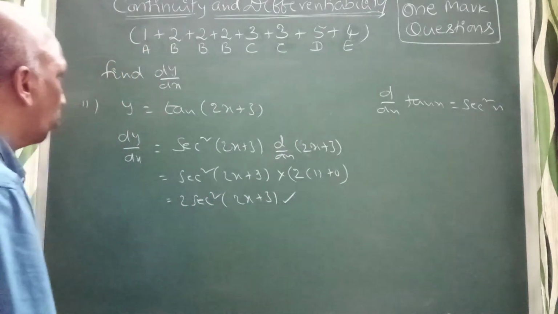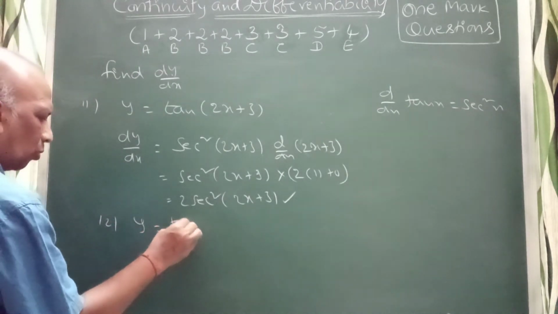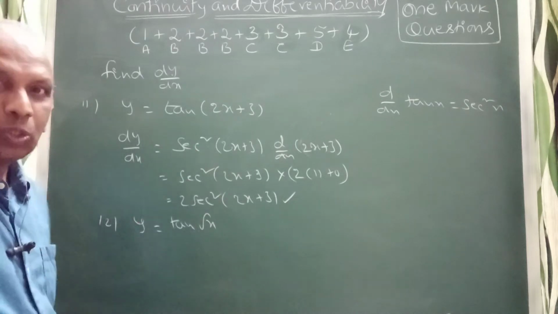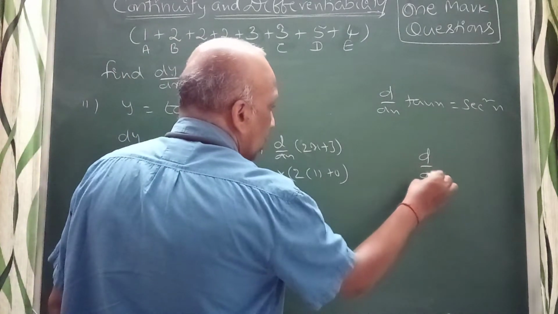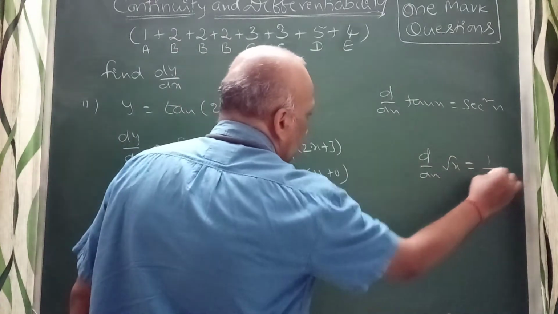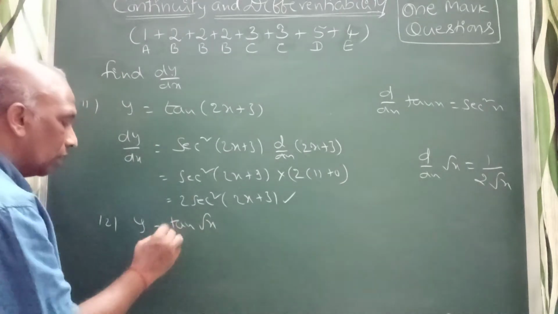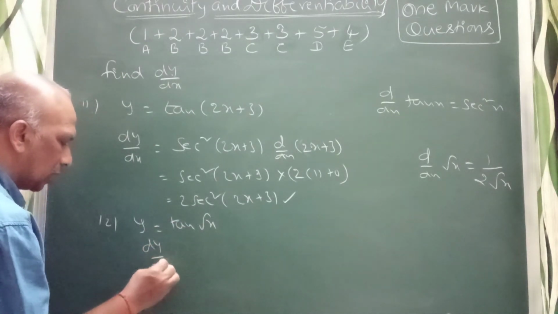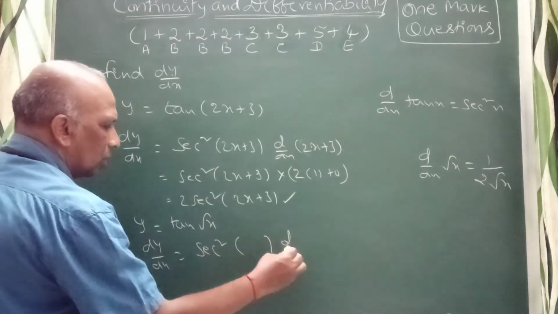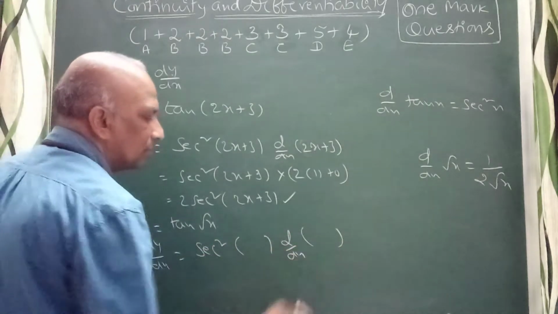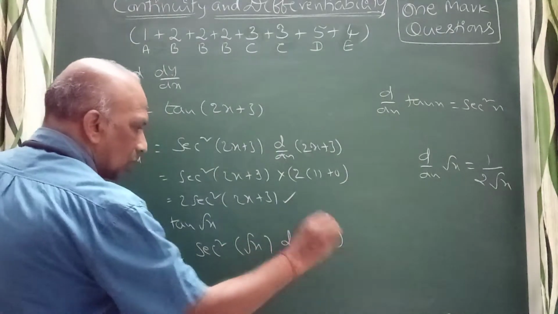Suppose they give the problem y is equal to tan of root x. But before solving this, you remember d by dx of root x is 1 by 2 root x. Now you can check here. When I find dy by dx, the derivative of tan of something is secant square of something into d by dx of that. I can replace the something here with root x.